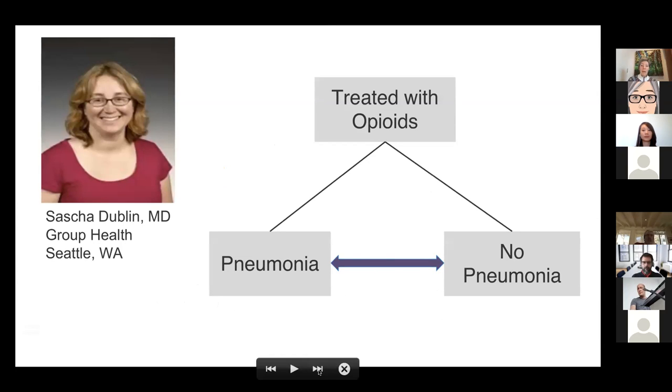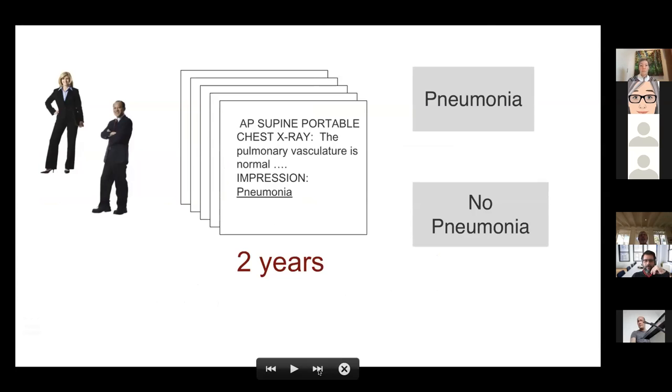Okay. I want to start by introducing you to Sasha Dublin. She is a health services researcher in Seattle, Washington. And a few years back, she wanted to do a study about are patients who are treated with opioids more likely to get pneumonia? So she needed to get a cohort of patients, all of them treated with opioids, but those that got pneumonia and those that didn't, to do her research.